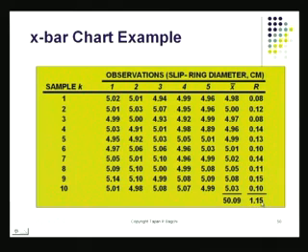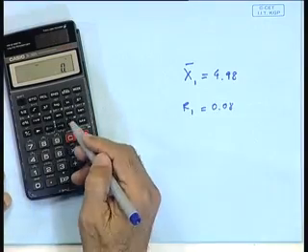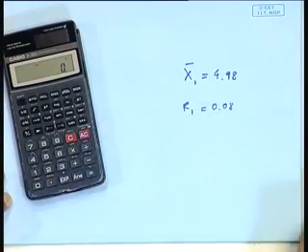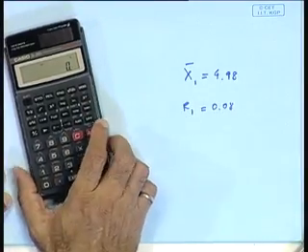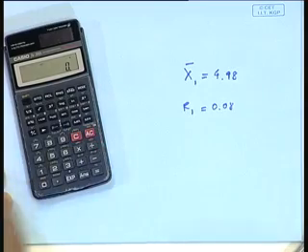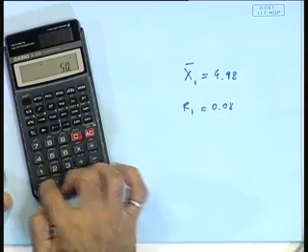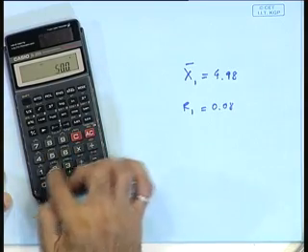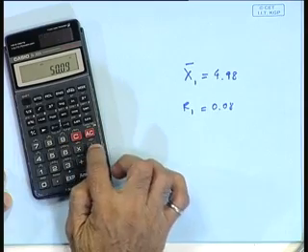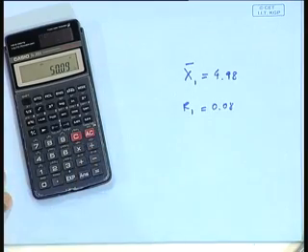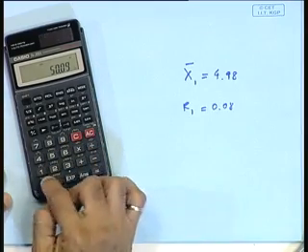So, let us try to find now X double bar, which is the grand average of all. So, I again come back to my calculator, and I use my calculator in a very special way now. I do 50.09 and I divide that. How many samples are there? 10 samples. Divide that by 10.